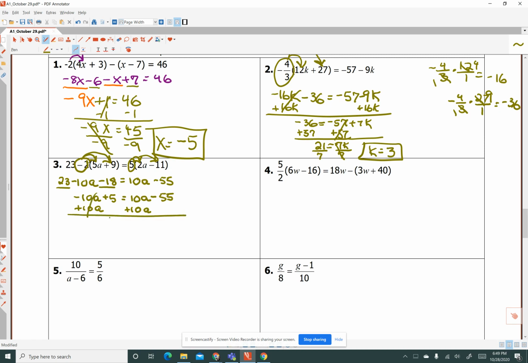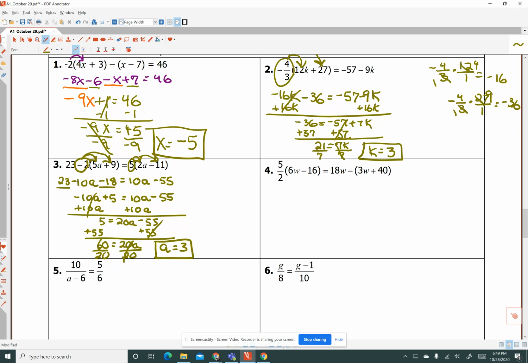Now we have 5 equals 20a minus 55, and now we'll add 55 to both sides of the equation, which will give us 60 equals 20a, and when we divide both sides by 20, our a equals 3.